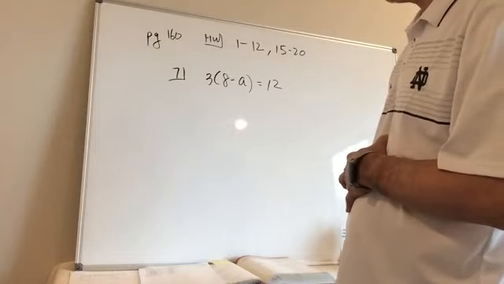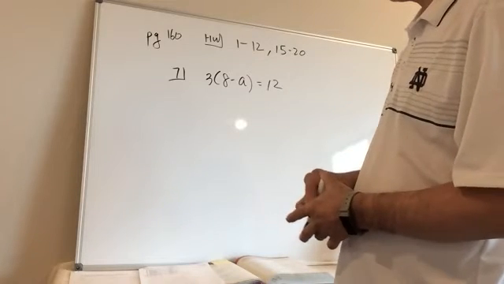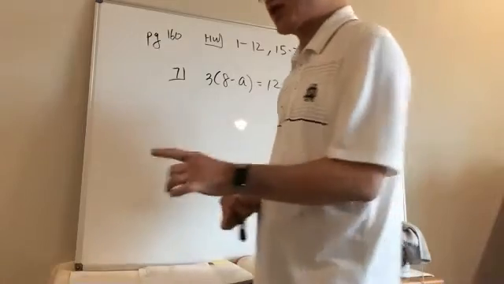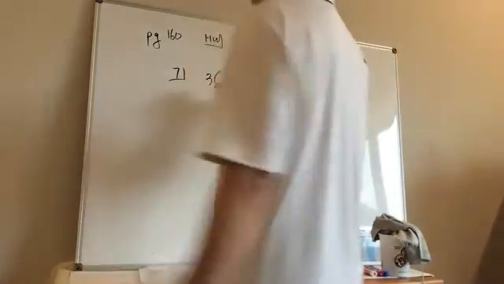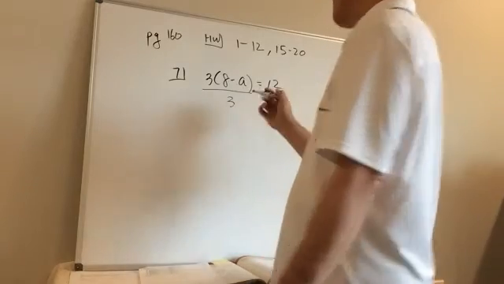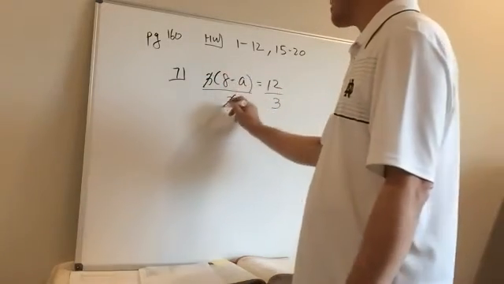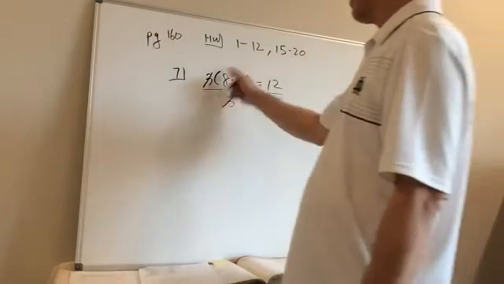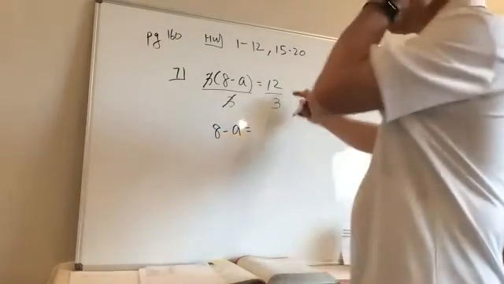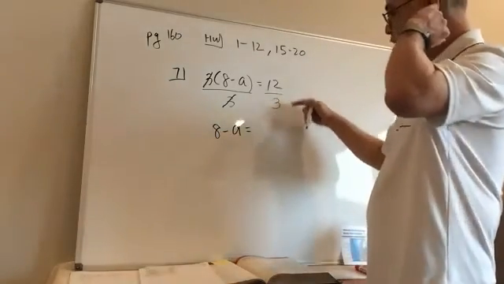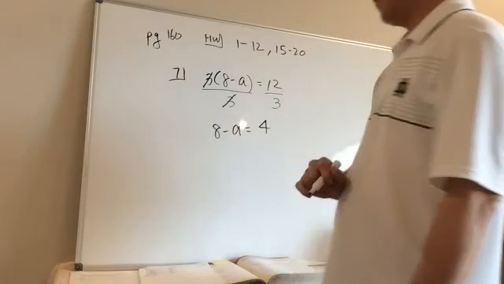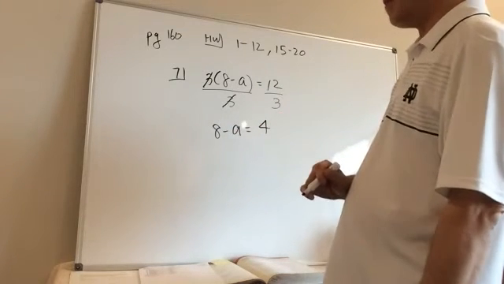So first you would divide both of them by 3. Okay, we haven't talked about this, but this is a really good strategy. I can divide both sides by 3. So the 3 and this 3 would cancel out. All I have left is 8 minus a. 8 minus a is equal to 12 divided by 3. What is 12 divided by 3, Francesca? 4. Okay, so what's my next step?